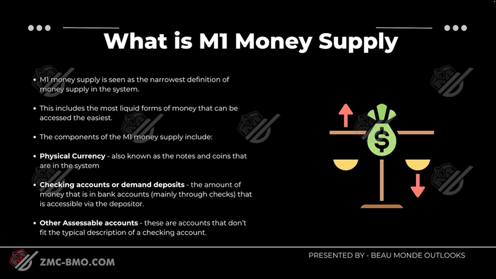Other accessible accounts, these are accounts that don't typically fit the description of a checking account. This is just another type of account that is accessible by the depositor as well. So that's it. There's only three main components within M1 money supply. It's physical currency, i.e. the notes and the coins you have. Checking accounts, so people who use checks, etc. And other accessible accounts that don't typically fit the description of a checking account.